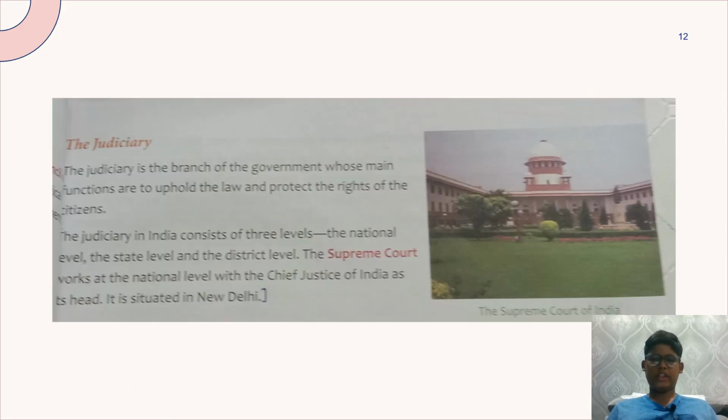Then we get on to the judiciary. The judiciary is a branch of government whose main job is to uphold the law and also the rights of the citizens. The judiciary in India consists of three levels: the national level, state level, and the district level. The Supreme Court works on the national level and is situated in New Delhi.